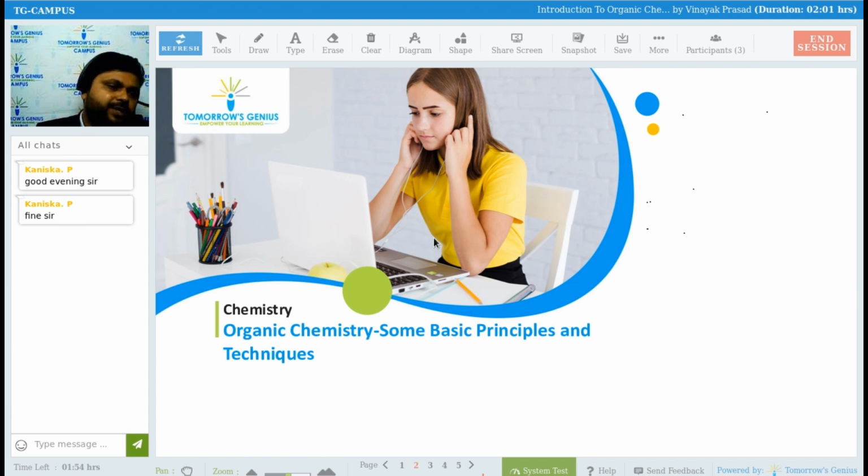So we are going to start with the organic part, right? Only 2 chapters of 11th standard are left, in which one is the organic chemistry, some basic principles and techniques, right? So basically we are learning about the organic, right?